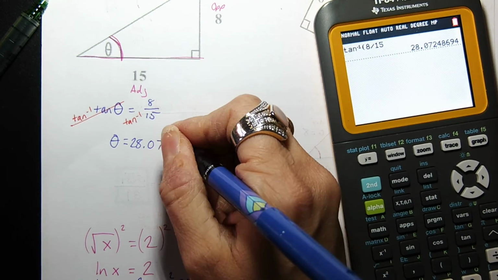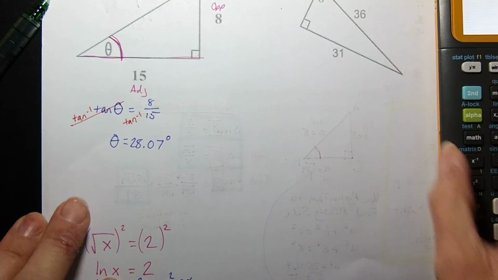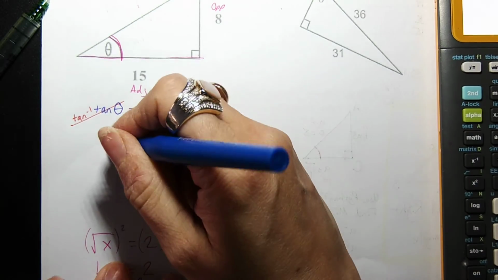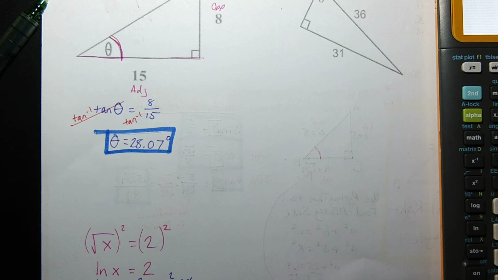Degrees, because it is an angle. And we're not solving the triangle here. We're just looking for our theta. So that's it on that problem.